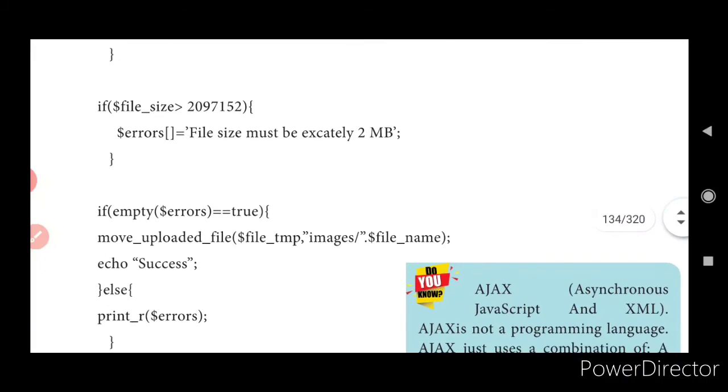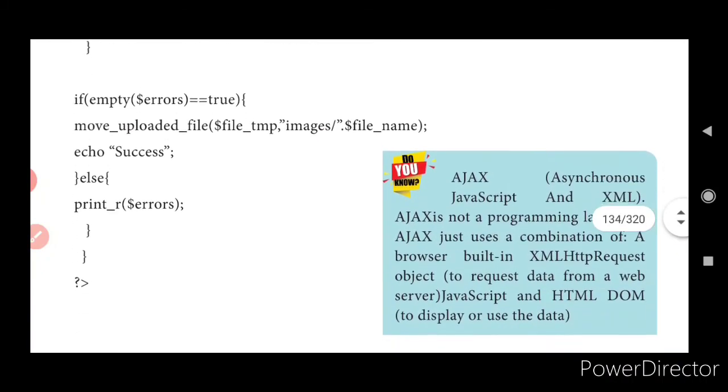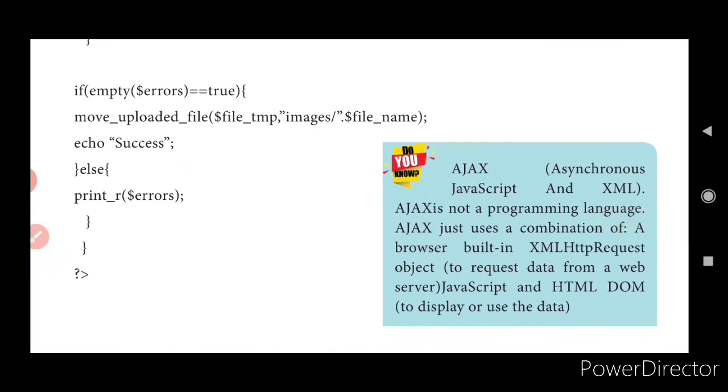It will check the condition. If the size is greater than the limit, it will not be uploaded. And if the file is not actually available, it will not be moved. In case there is no error, then what happens? The upload will be successful and you will get a success message. If not, you will get an error message.